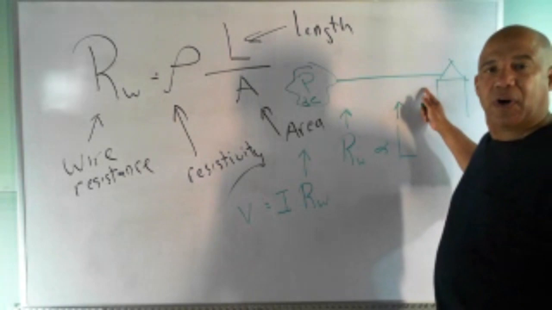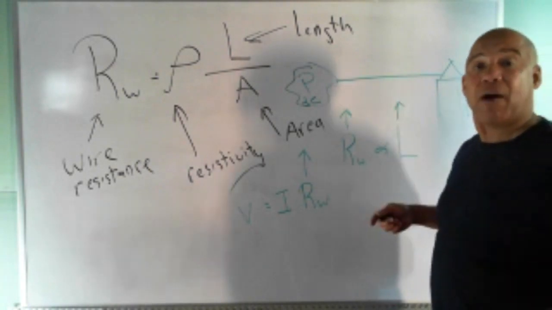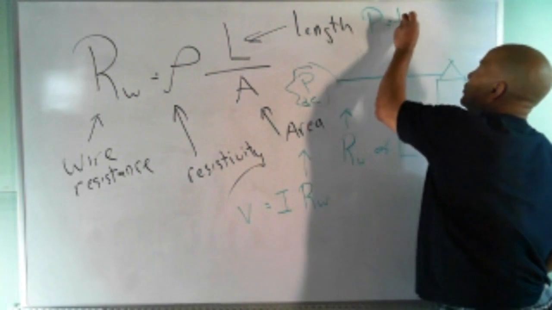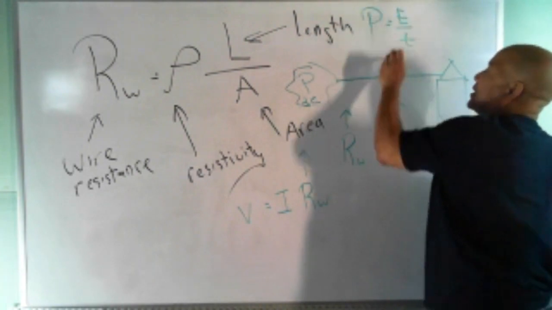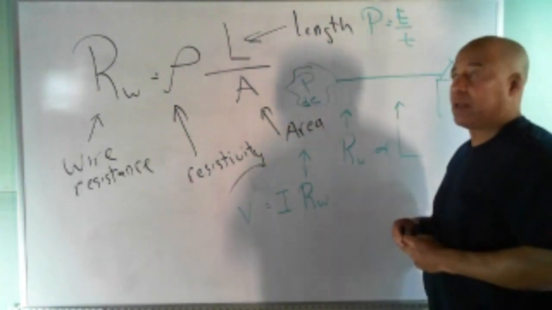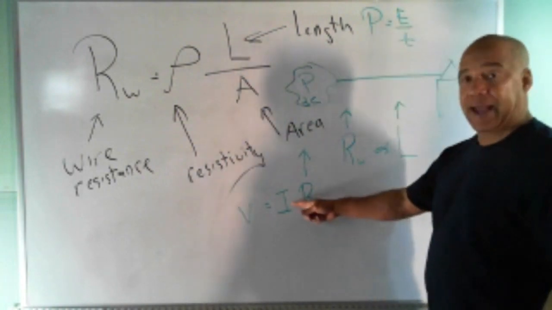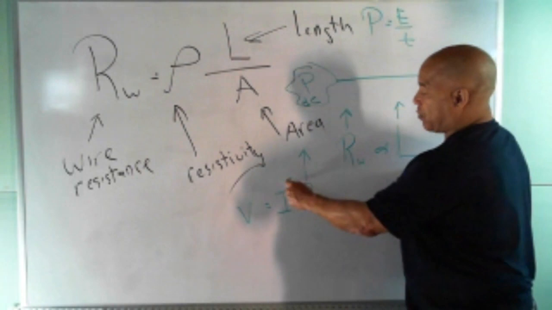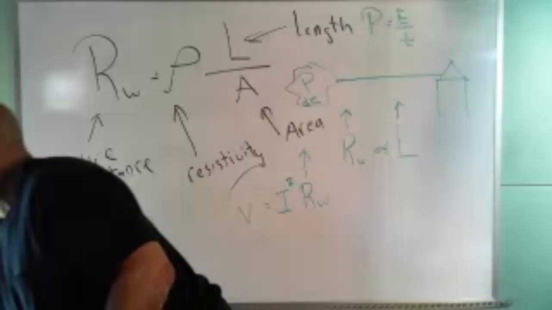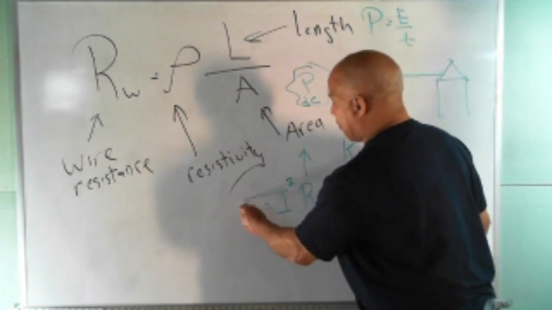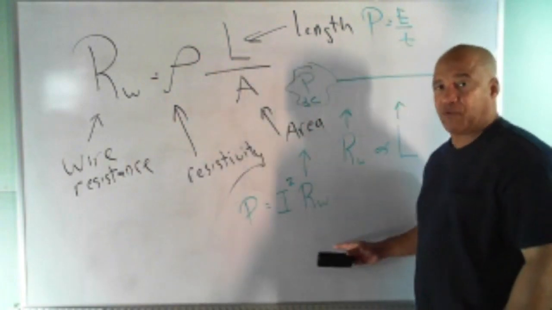But really it isn't the voltage that we're worried about. It's the power. Now remember, power is energy per unit time. So how fast are we delivering energy? Instead of multiplying this by I, if I multiply this by I squared, then what I'm getting on the left side of the equal sign is not voltage anymore. Now it's power. P is I squared R. That's a form of Watt's law.